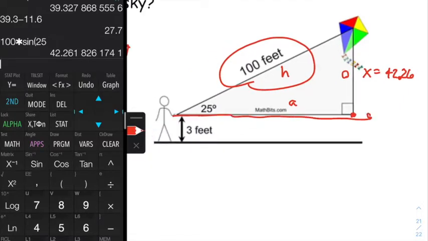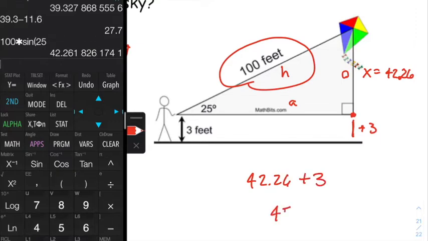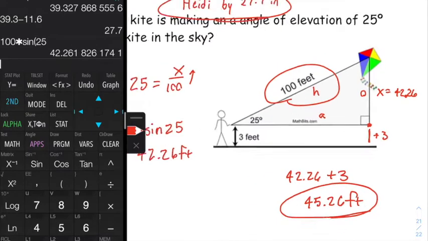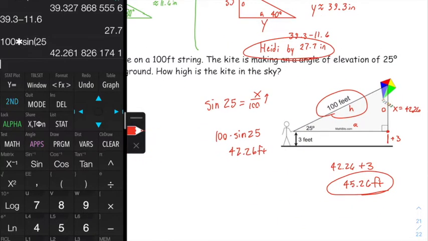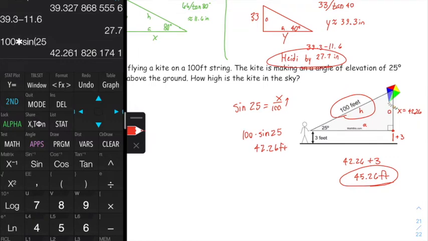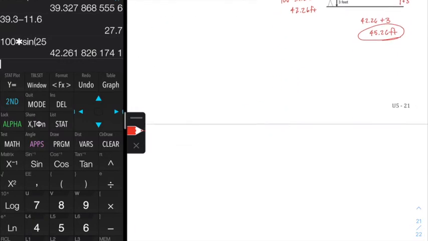So that is the height from where he is looking straight out, or where he's holding the kite. Since he's holding it 3 feet above the ground, what we have to do is add on that 3 extra feet. When you do 42.26 plus 3, you'll get 45.26 feet, and that'll be the total height. So watch out on that one. You basically add on your extra distance at the end, and that's it. I believe that is it for the unit.